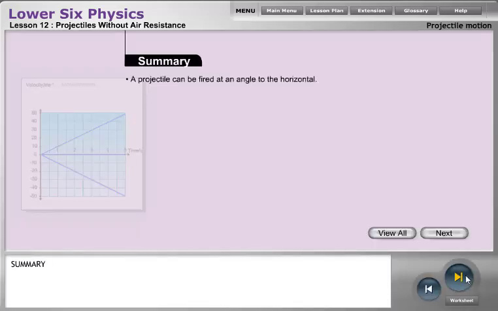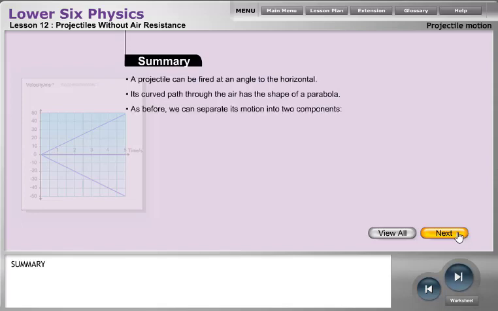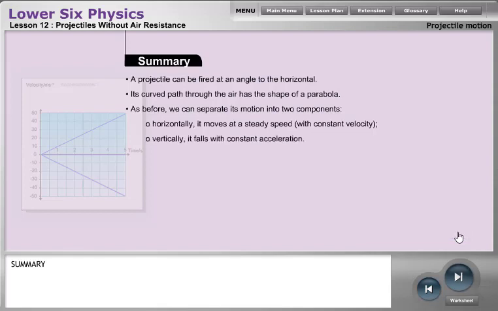Summary: a projectile can be fired at an angle to the horizontal. Its curved path through the air has the shape of a parabola. As before, we can separate its motion into two components. Horizontally, it moves at a steady speed, with constant velocity. Vertically, it falls with constant acceleration.